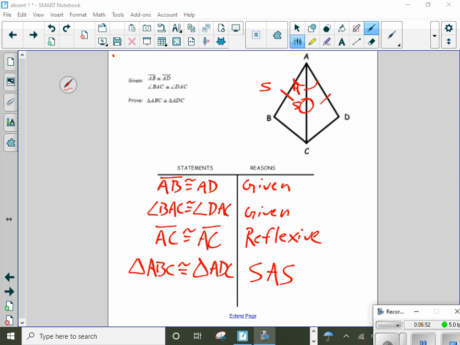Tomorrow, Friday, in class we have a quiz. It basically looks like this sheet of paper, roughly the same type of proof, roughly the same level of difficulty.